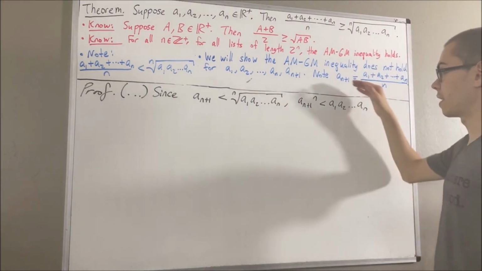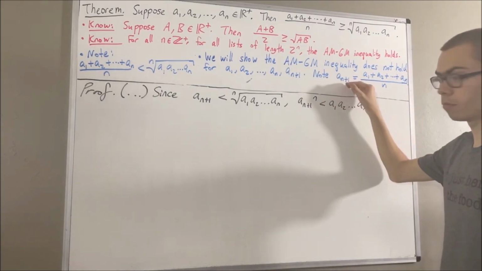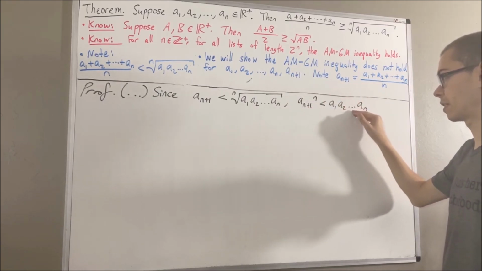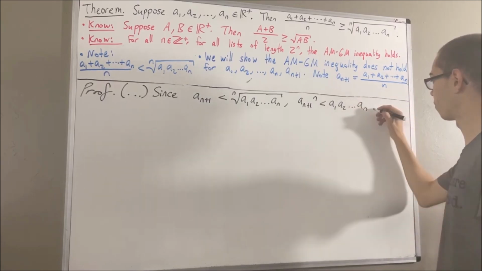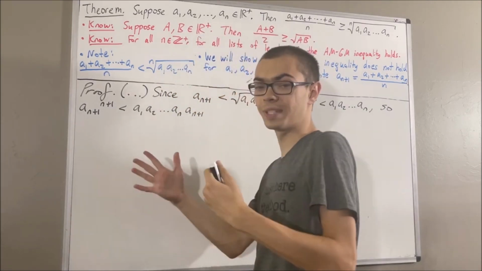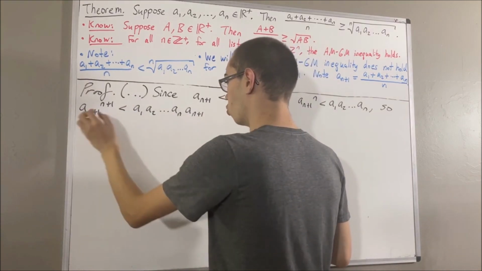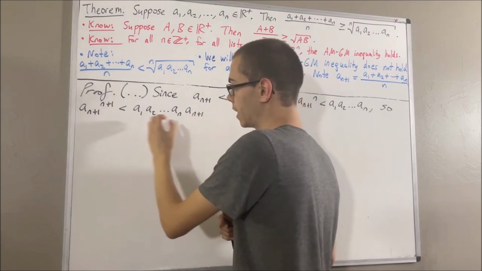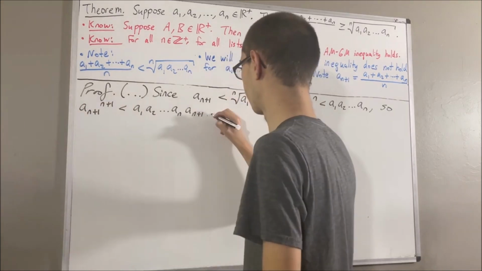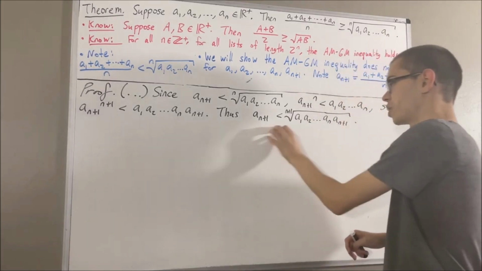And then, since an plus 1 is positive, if we multiply both sides of this inequality by an plus 1, we get an plus 1 to the power of n plus 1 is less than a1 times a2 times ... times an plus 1. And then a property of roots, if you recall, tells us if we have two numbers greater than 0, one less than the other, then if we take the n plus 1th root of both sides of this inequality, the sign will remain the same. So this is what we get.